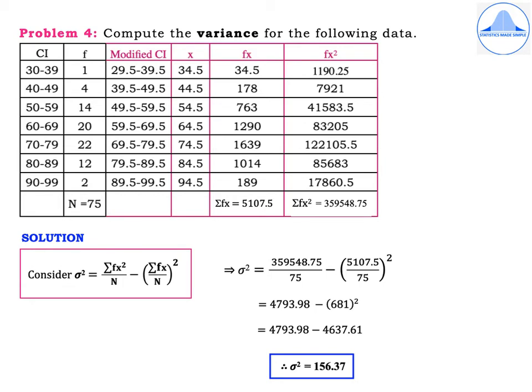Substituting these values in sigma square, we get 3,59,548.75 divided by 75 minus 5107.5 by 75 the whole square is equal to 4793.98 minus 68.1 the whole square, which is equal to 4793.98 minus 4637.61, or sigma square is equal to 156.37.